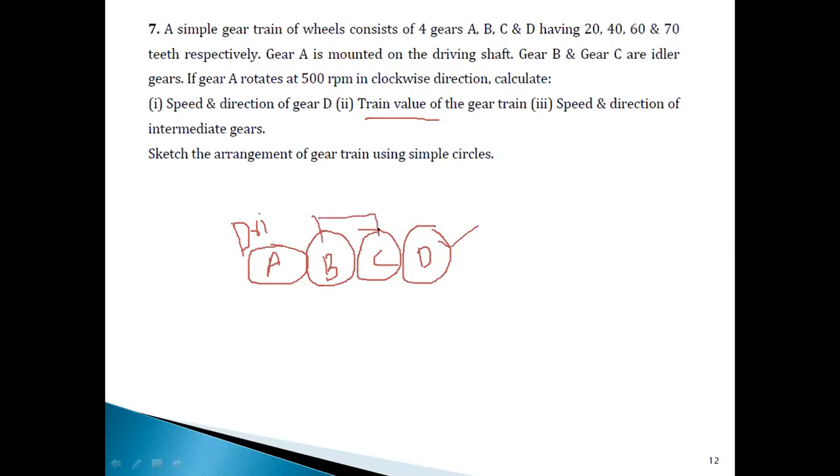If gear A rotates at 500 in the clockwise direction, he has given the direction for gear A. This is rotating in the clockwise direction, which means B definitely rotates in the opposite direction, that is, in the anti-clockwise direction. Gear C has to rotate in the clockwise direction, and gear D has to rotate in the anti-clockwise direction, that is the opposite direction. These are the things. So complete the sketch, start the solution.